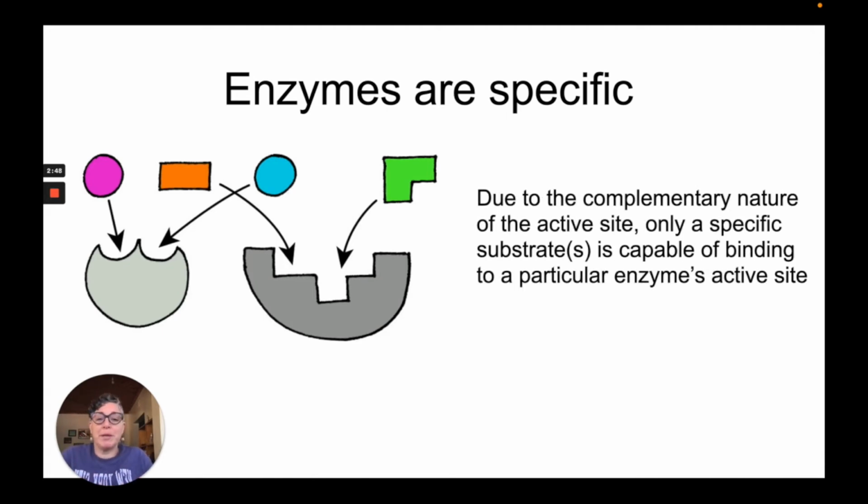So due to this complementary nature of the active site, only a specific substrate is capable of binding to a particular enzyme's active site. So in order for an enzyme to break sucrose into glucose and fructose, you must have that specific enzyme that's going to match the shape of the sucrose. And the same goes for any substrate that needs to be split or combined together. You must have a specific enzyme for that specific chemical reaction.